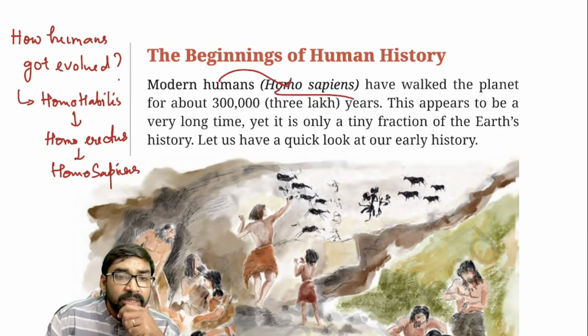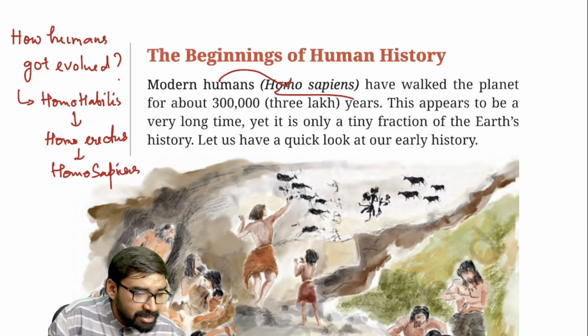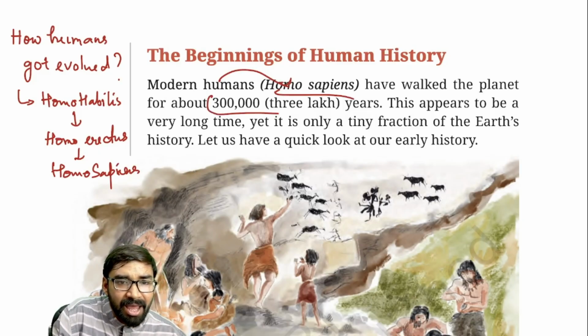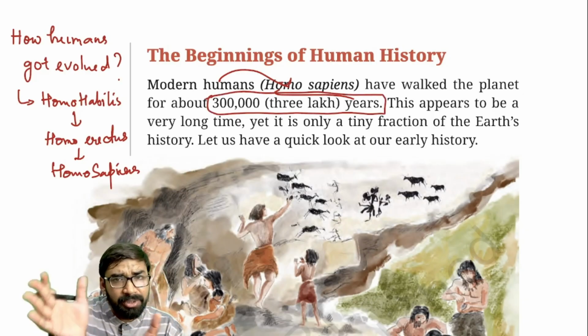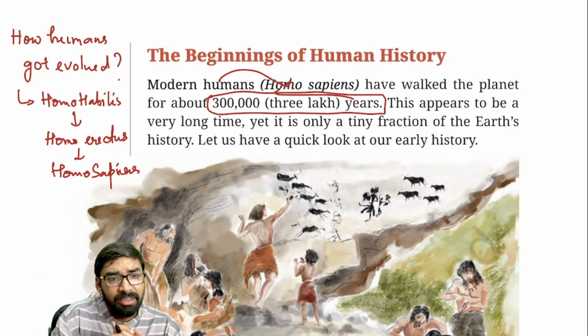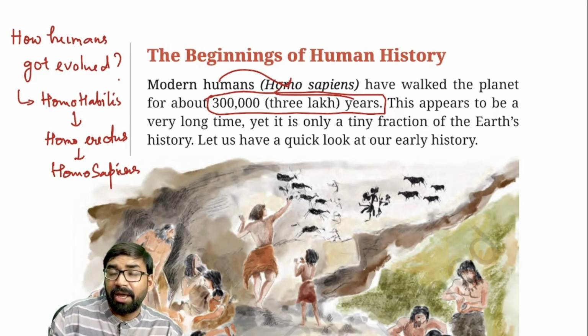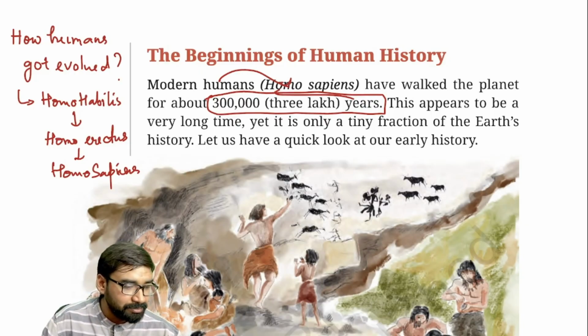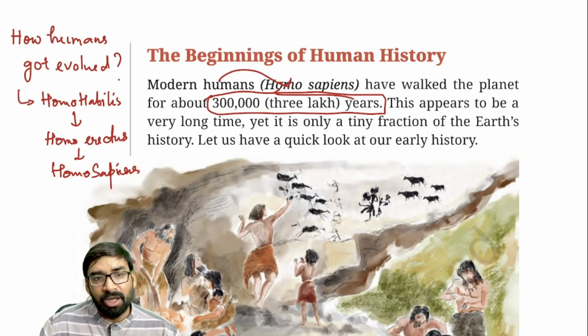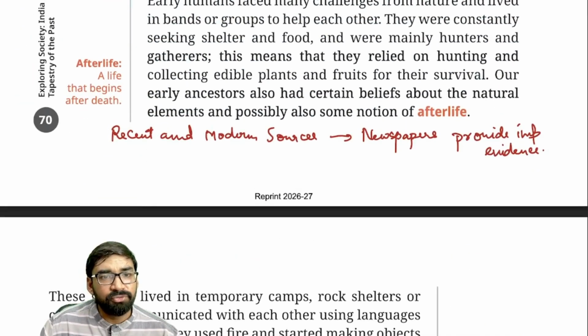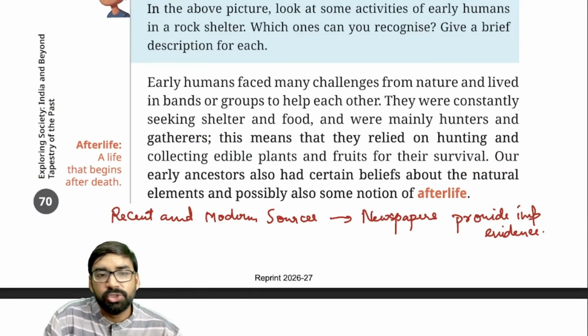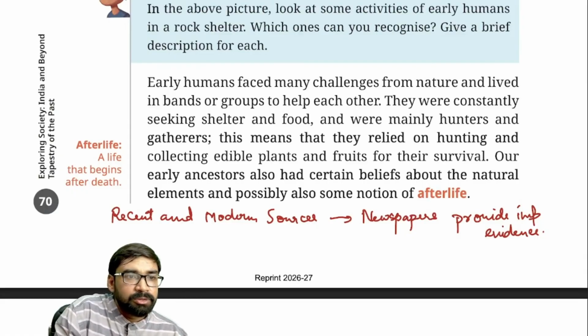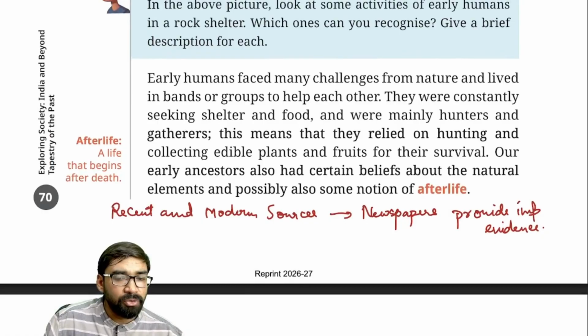Okay. Now modern humans have existed for about 3 lakh years, है ना? And this appears to be a very long timeline, है ना? But if you compare this timeline with the age of Earth, it is a very tiny fraction, a small timeline. Okay. Now, how about the life of early humans? How did early humans used to live?